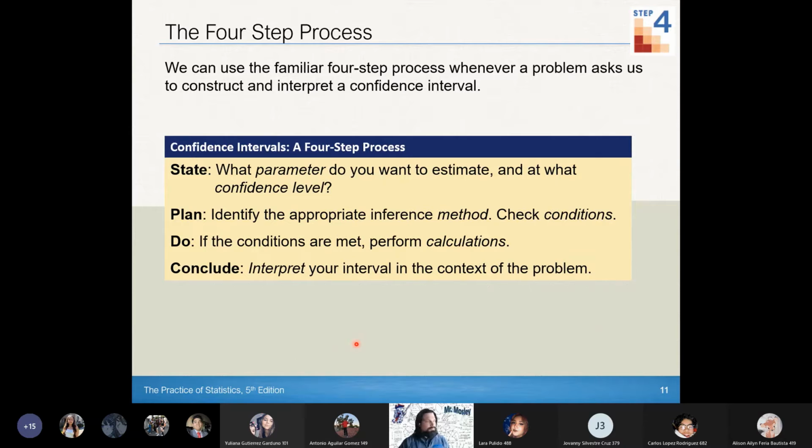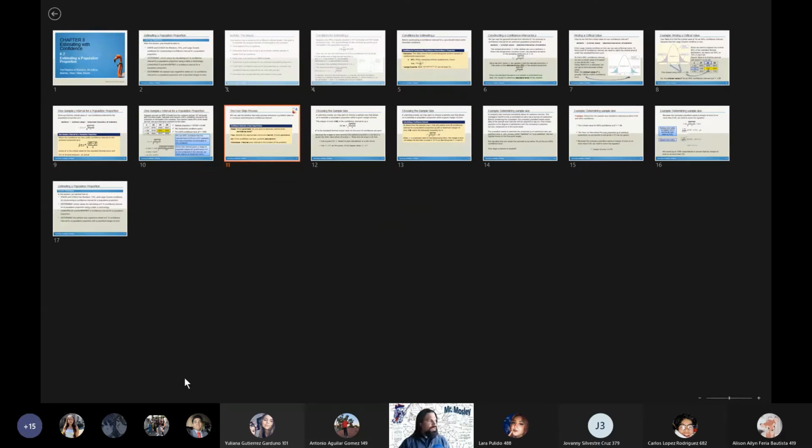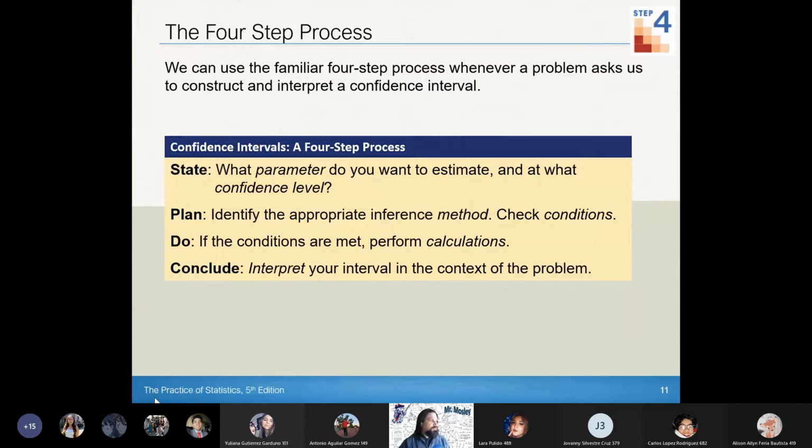If I can. What? Oh man, I'm just clicking all the wrong buttons today.